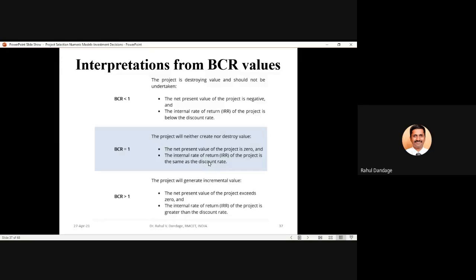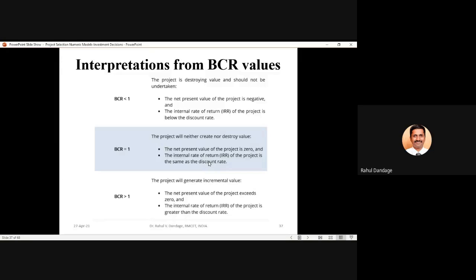If the BCR value is equal to 1, it is neither a beneficial nor a value-destroying project. We can say whatever cost is incurred, the same value you are regaining. So net present value will be 0 and internal rate of return will be the same as the discount rate. In this particular case, whether to accept or reject the project will depend upon the strategic decisions by the top management or senior authorities in the organization.